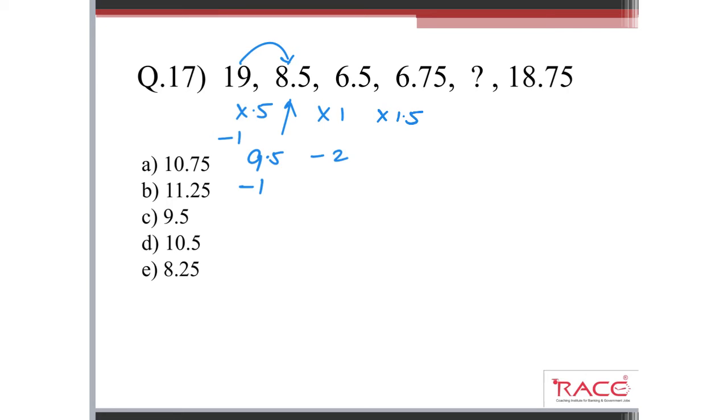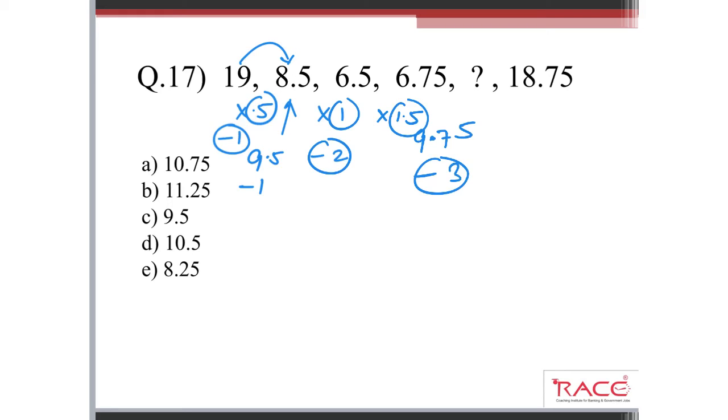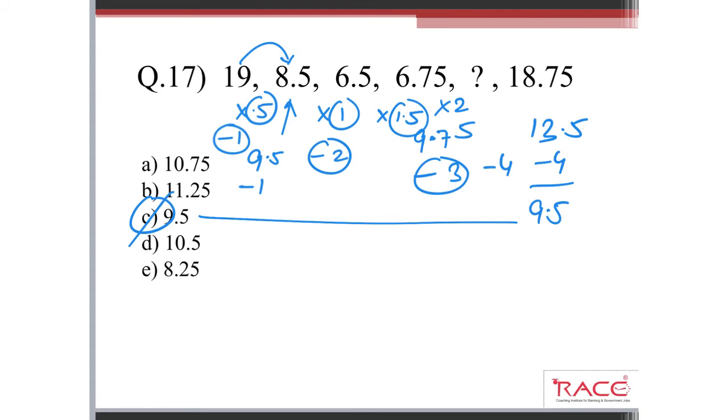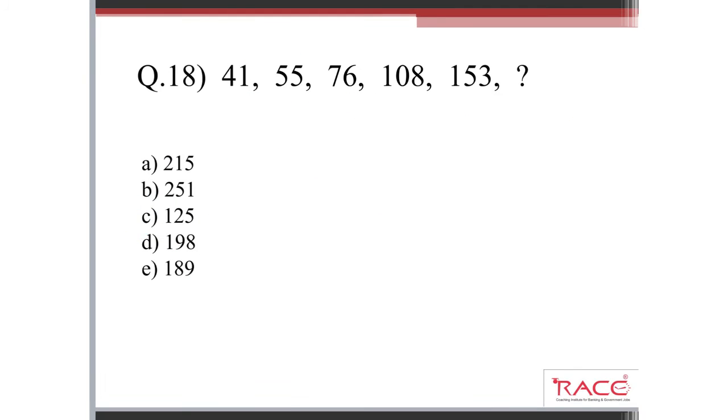Next we can see multiply by 1.5. So this will give me 9.75. So minus 3. So first minus 1, then minus 2, then minus 3. In multiplication, first 0.5, 1, 1.5. So here it will be 2 and minus 4. So 6.75 multiplied by 2 will be 13.5. 13.5 minus 4 will give us 9.5, and option C is our answer. Very simple. Question number 18.